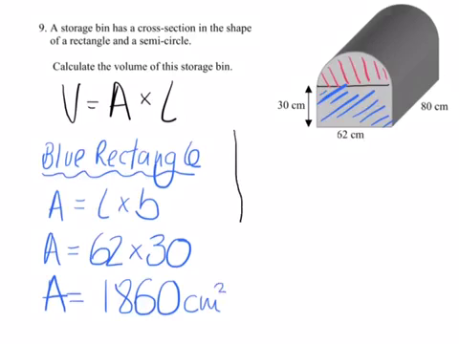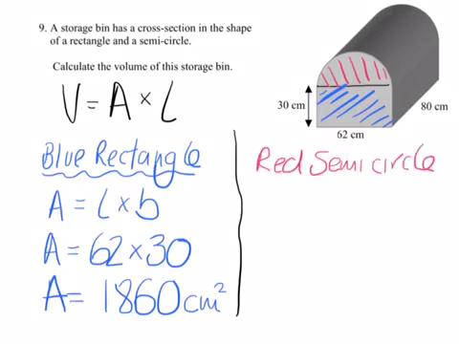We'll just separate our working down the middle here. Now working on the semicircle. We have the area of a circle first of all, which is pi r squared. And since ours is a semicircle, we'll just divide our answer by 2 at the end.